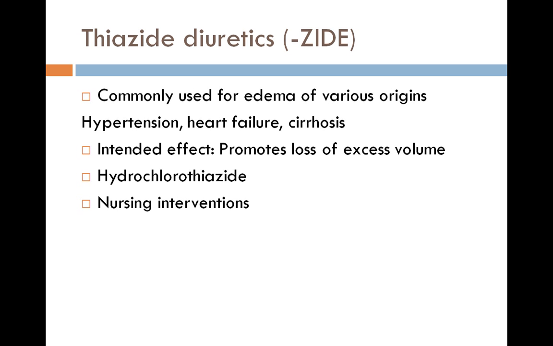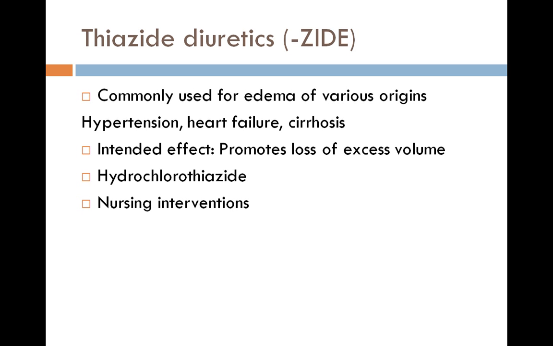The signs that a person may be dig toxic: the person may complain of dysrhythmias, palpitations, colored vision. They may say that they see yellow halos around lights. They may complain of flickering lights. And so these are signs of dig toxicity, and you want to make sure that you remember that a low potassium can cause a person to have dig toxicity.